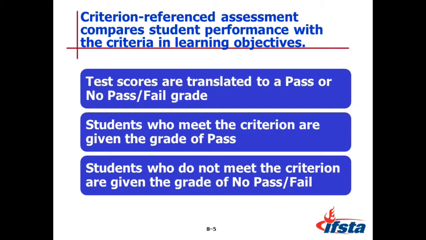Criterion-referenced assessment, still comparing student performance. Test scores are translated to a pass or no pass, fail grade. Students who meet the criterion are given the grade of pass. Students who do not meet the criterion are given the grade of no pass or fail. So you have norm-referenced and criterion-referenced.